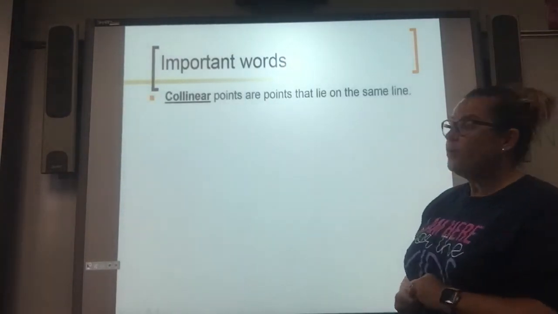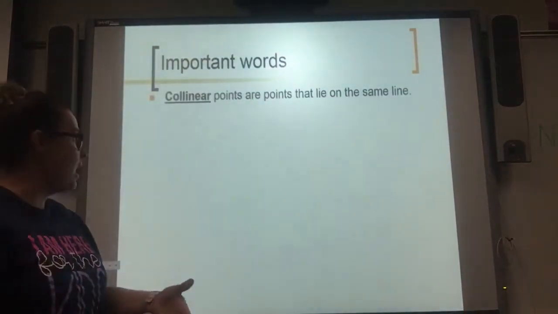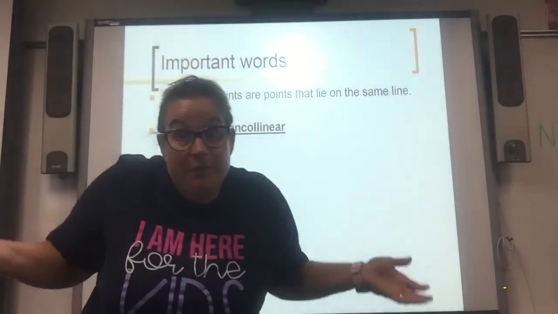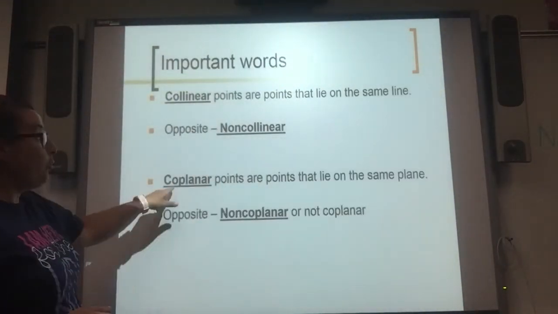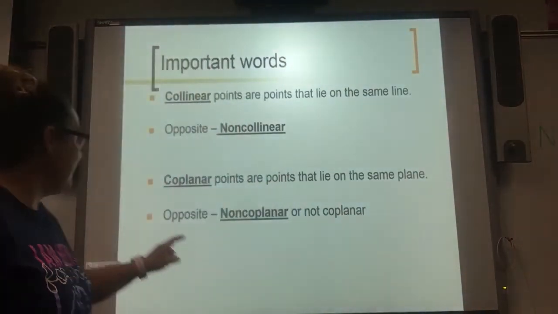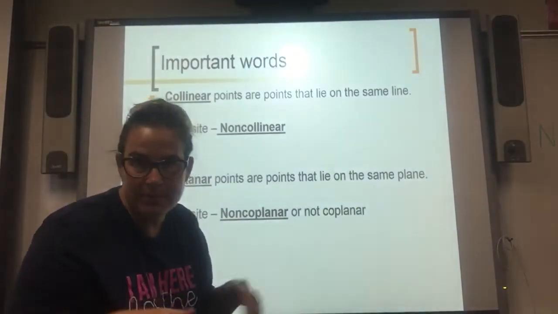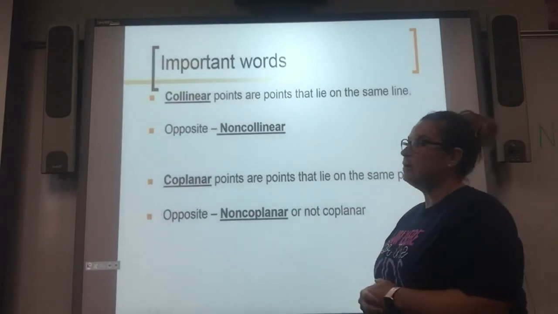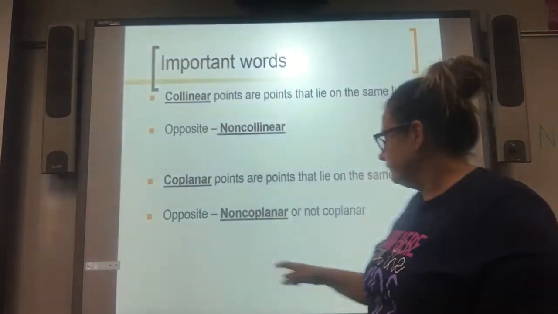All right, important words: collinear. It means that they're on the same line. Non-collinear means they're not on the same line. Coplanar means on the same plane, and non-coplanar means not the same plane. Collinear, non-collinear, some important words that we want you to figure out, okay?